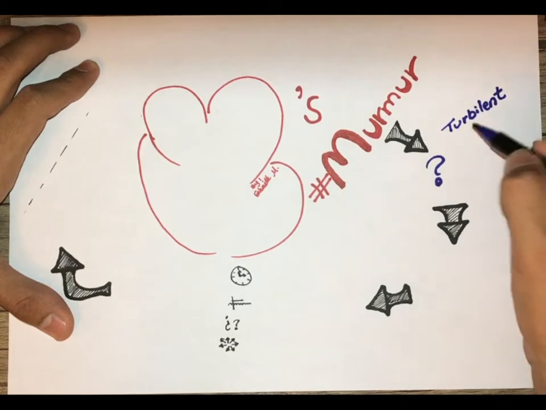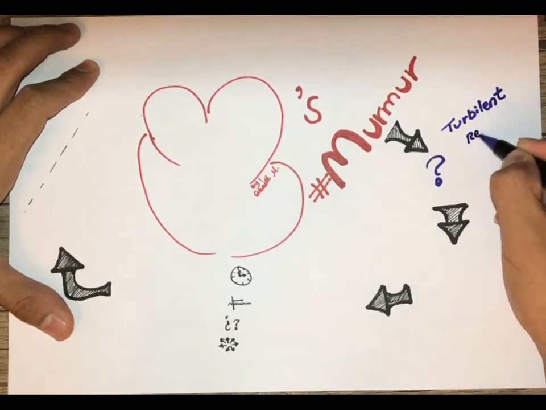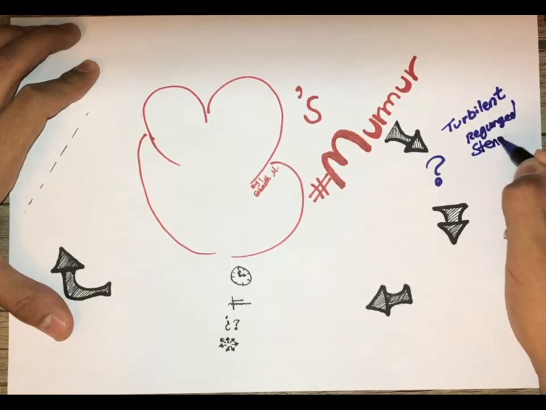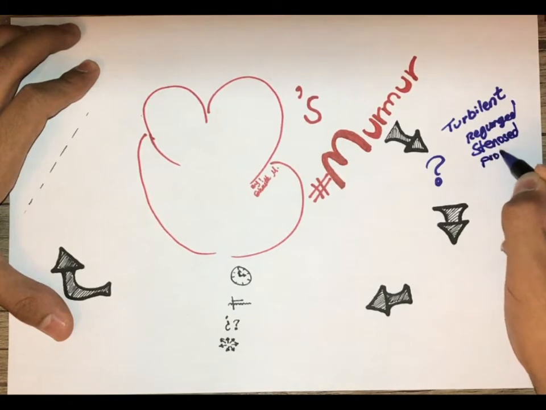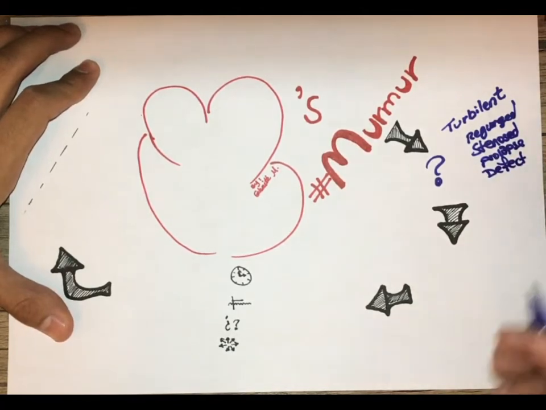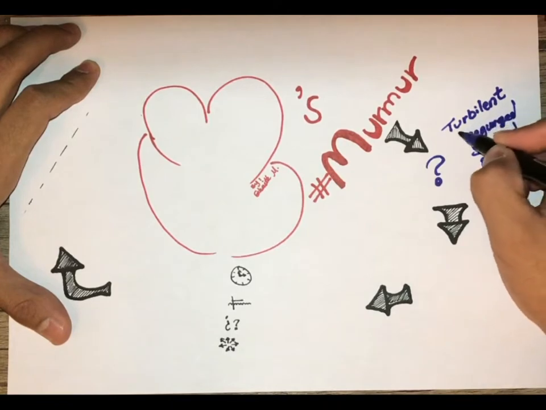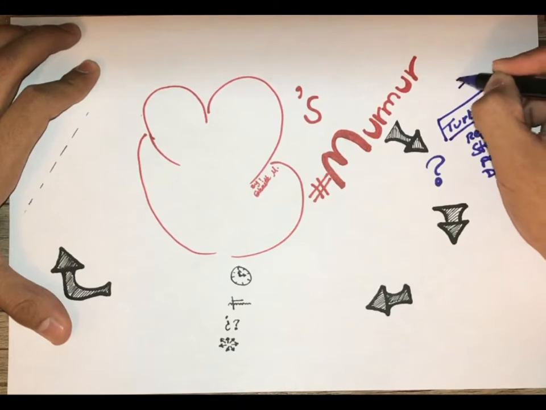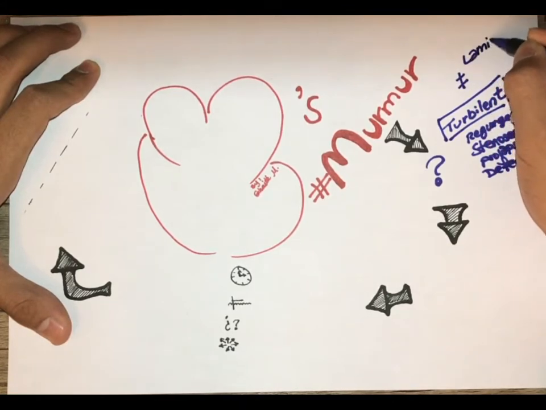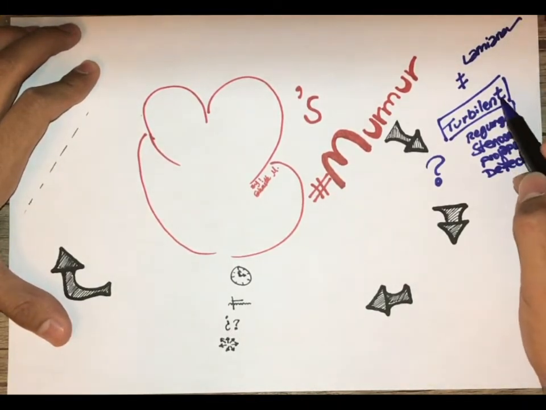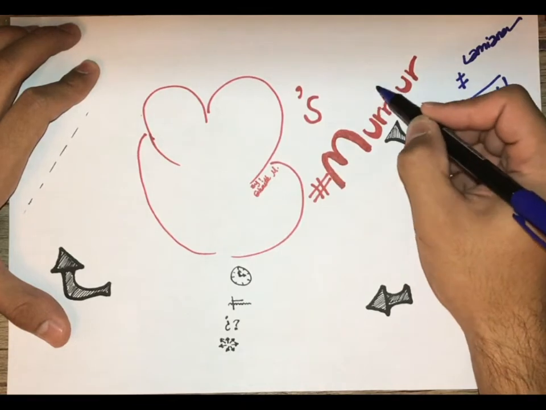the valve. Maybe it is regurgitant, maybe it is stenosed, prolapsed, or also a defect that can be congenital. So the idea is that there is a turbulent flow of the blood. Normally the blood flow is laminar, so the turbulent flow leads to the sound of murmur.